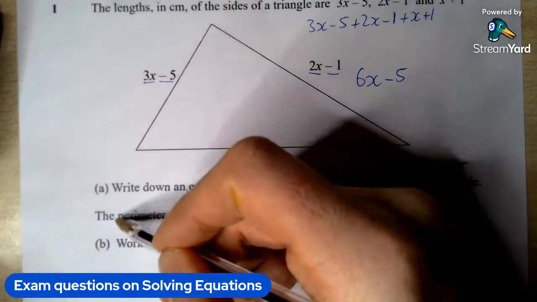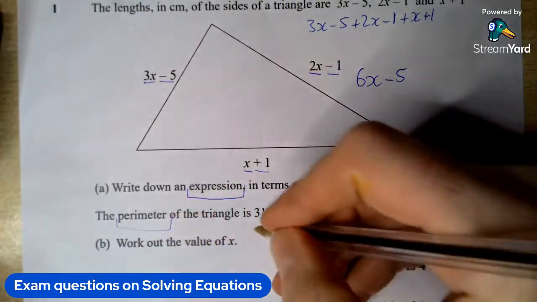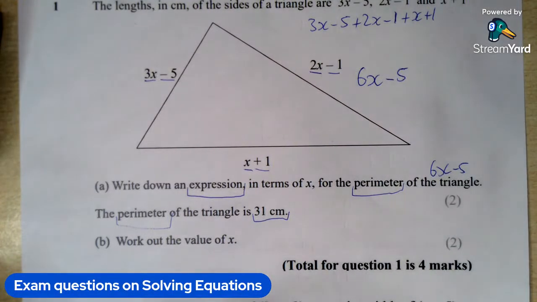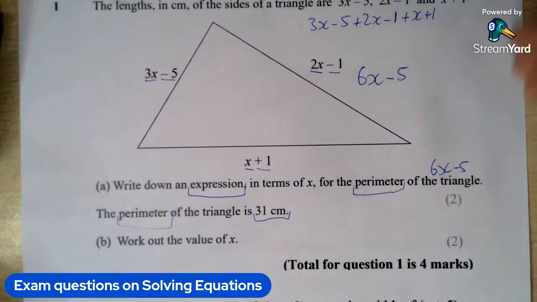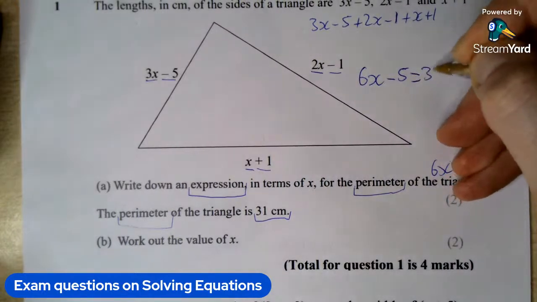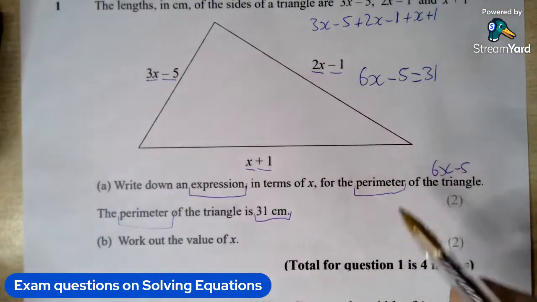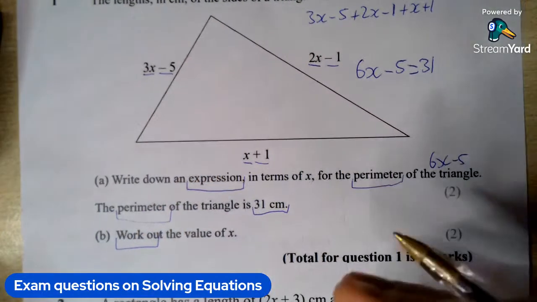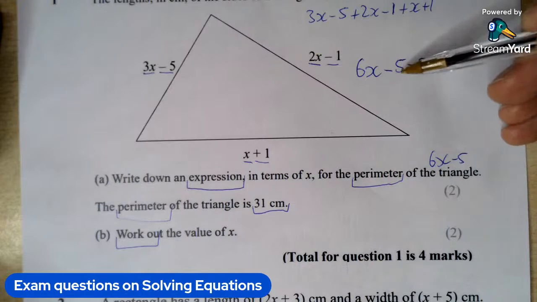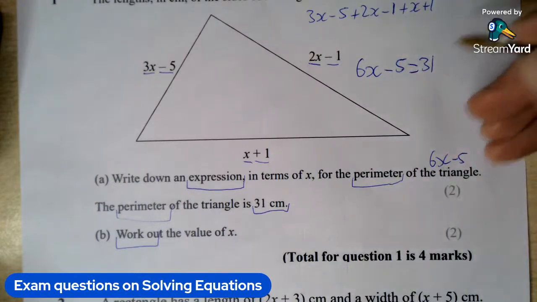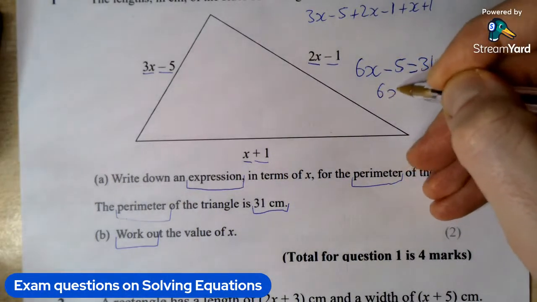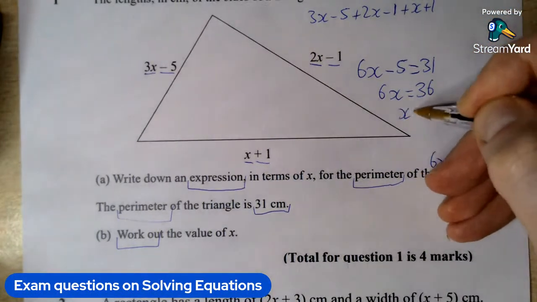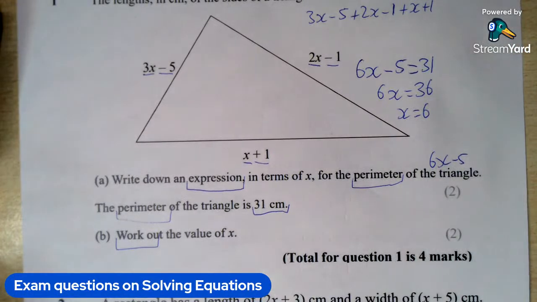So the perimeter of the triangle is 31 centimeters. So now it's given me a value. So now 6x minus 5 equals 31 because it's told me that's what the perimeter is. So now I've got an equation, so I can work out the value of x. So then I'll solve it just like before. So I'm going to add 5 onto 31. So 6x equals 36. And I'm going to divide by 6. So x equals 6.